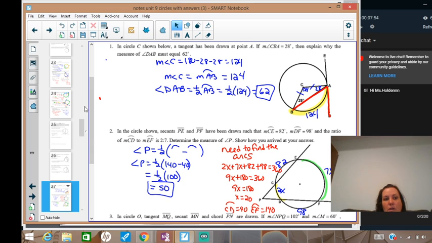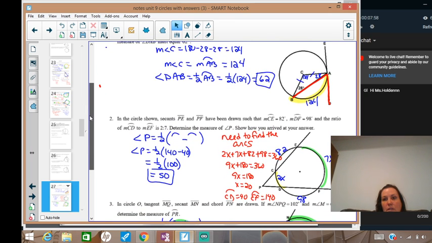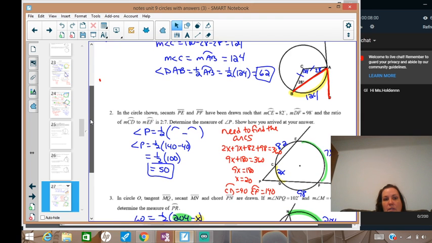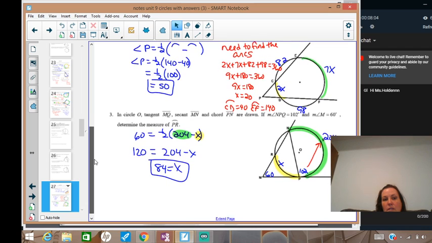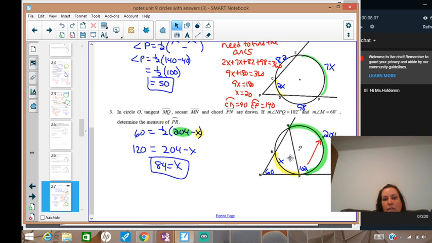Any questions at all on the lesson 7 homework? Anything on lesson 7? This is getting a little bit trickier. This angle is 102. That makes this arc 204. And again, whenever you have an angle that's outside the circle, it's 1/2 the difference of the arcs. And on this one, I'm trying to solve for the arc. So I have to get rid of that 1/2 and multiply by 2.